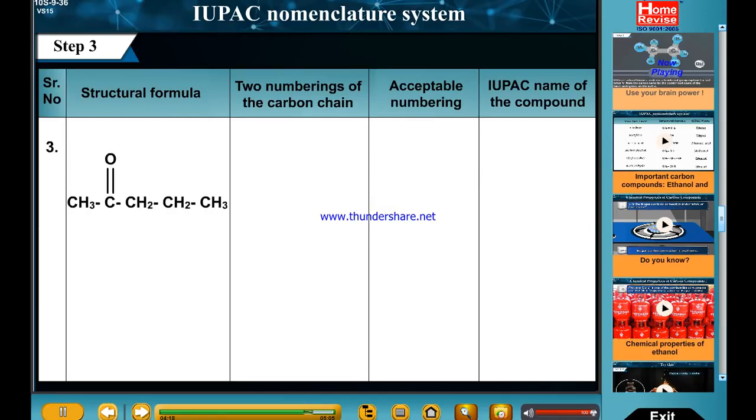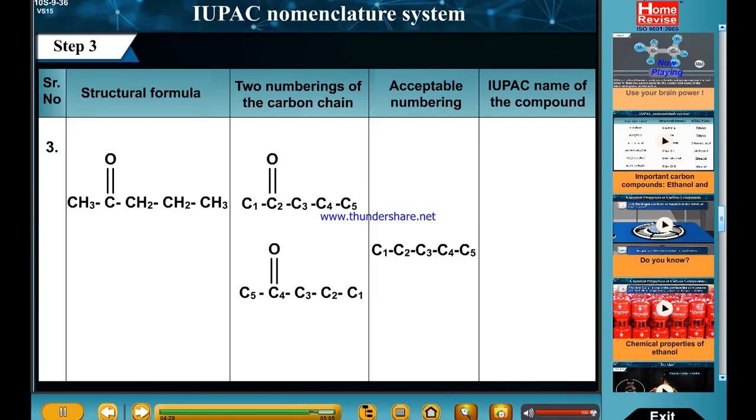3. CH3CH2CH2COCH3. These are the two ways of numbering the carbon chain. The acceptable numbering is the second one. IUPAC name of the compound is pentan-2-one.